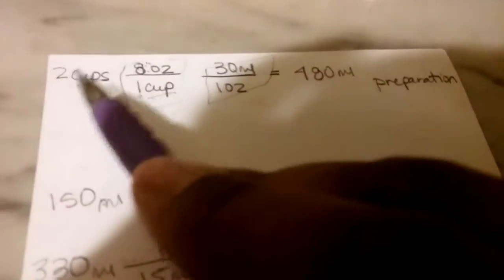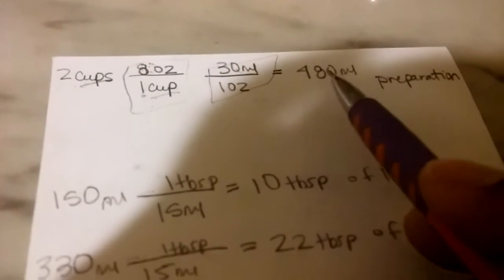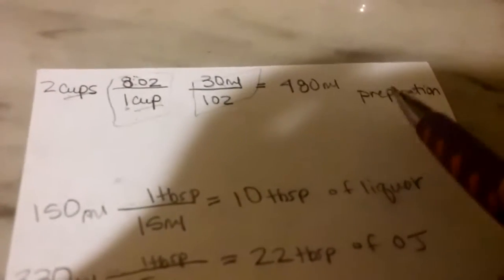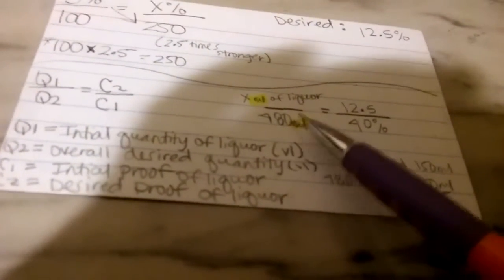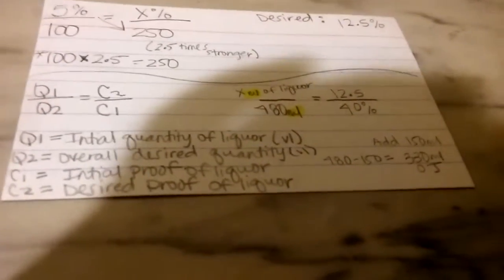So we're just multiplying straight across, which gave me 480 mLs of my total preparation that I want, because I don't want to consume all this liquid. I'm already peeing. Okay? So that's why I put 480 mLs here, because I don't want to consume more than 2 cups of liquor.